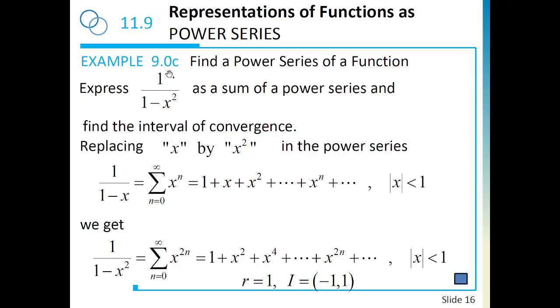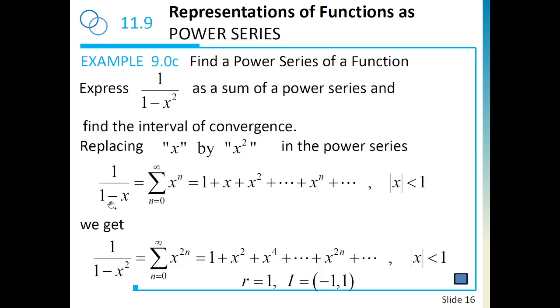Another example, if I need to find a power series for this expression. So here this looks like our reference series, except here x is replaced by x squared. So that's simple. We will use our reference series, that's our starting point, with its interval of convergence. And then now, in order to get what we are asked, we simply replace x by x squared everywhere.